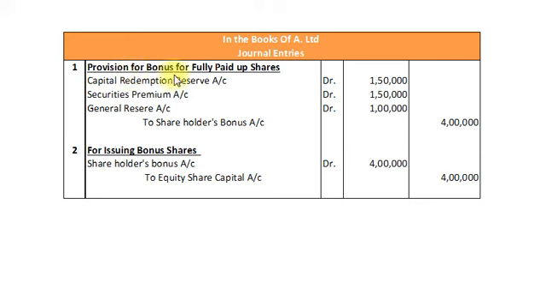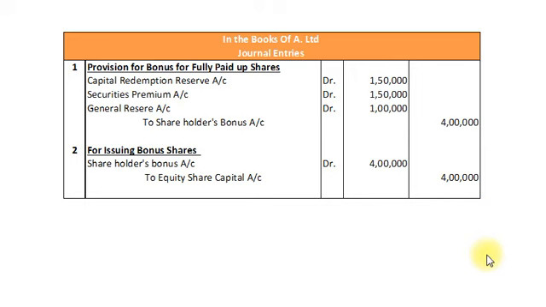First entry, for provision of bonus amount. So the entry is: capital redemption reserve account debit rupees 1,50,000, securities premium account debit rupees 1,50,000, general reserve account debit rupees 1 lakh to shareholders bonus account rupees 4 lakh. And second entry, for issuing bonus shares. Our accounting entry: shareholders bonus account debit rupees 4 lakh to equity share capital account rupees 4 lakh. And like this, our fully paid up equity shareholders get bonus shares from the company, due to which our paid up share capital will increase by rupees 4 lakh.